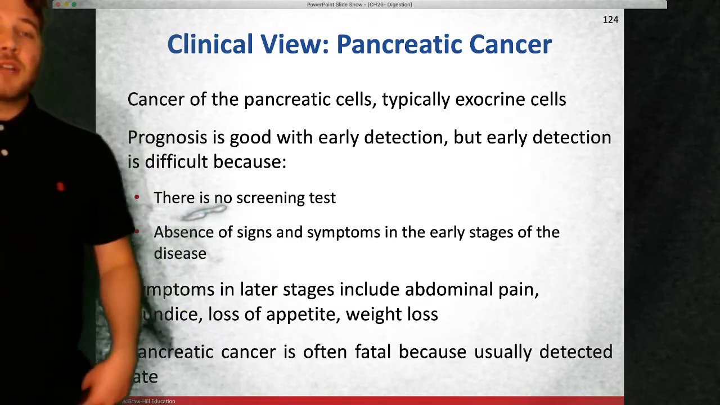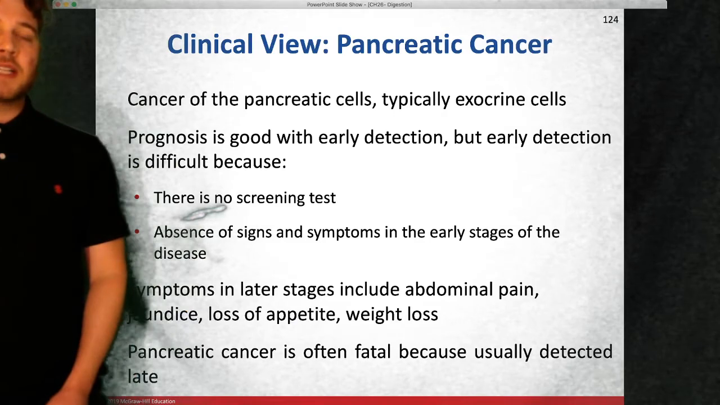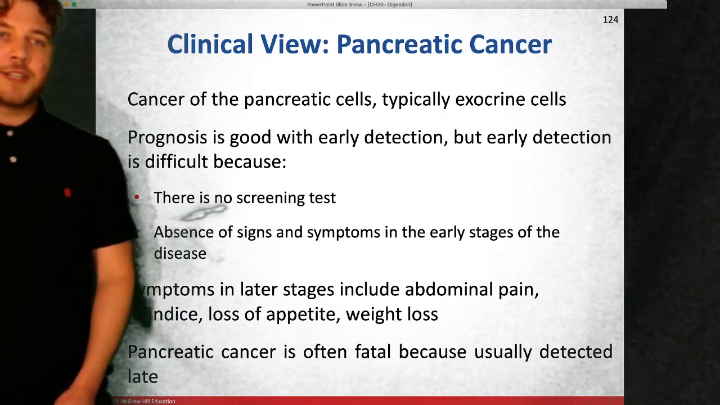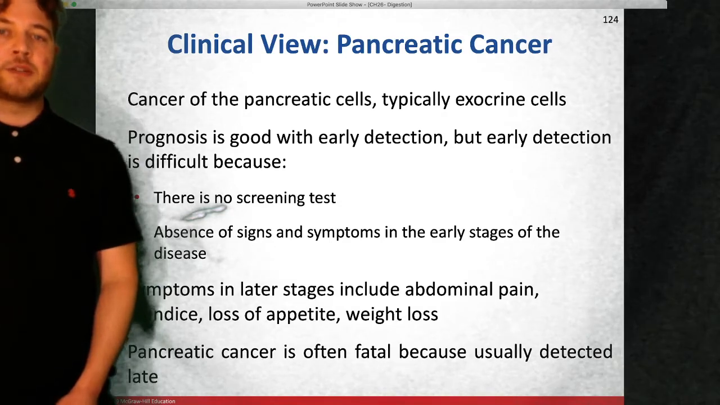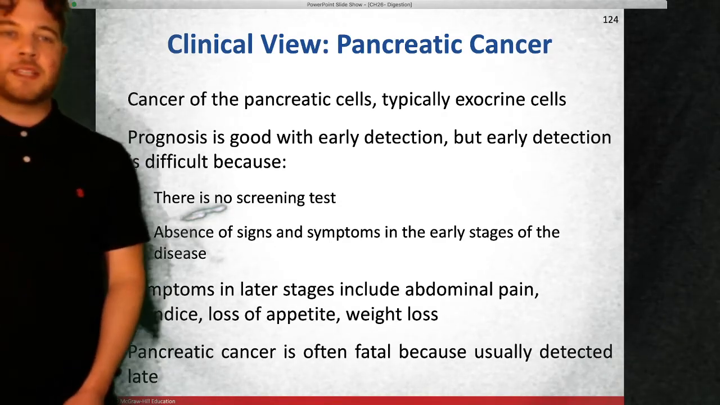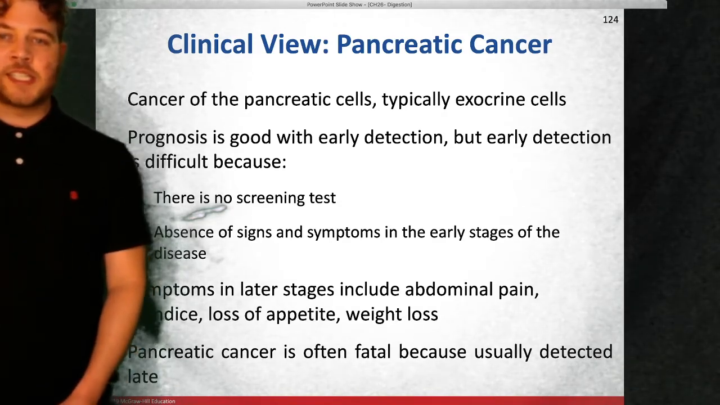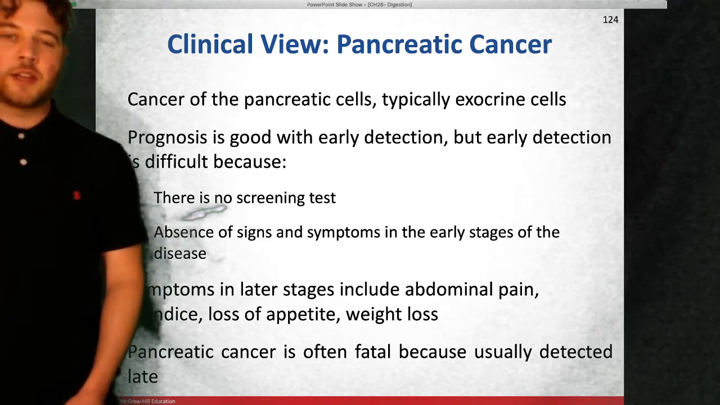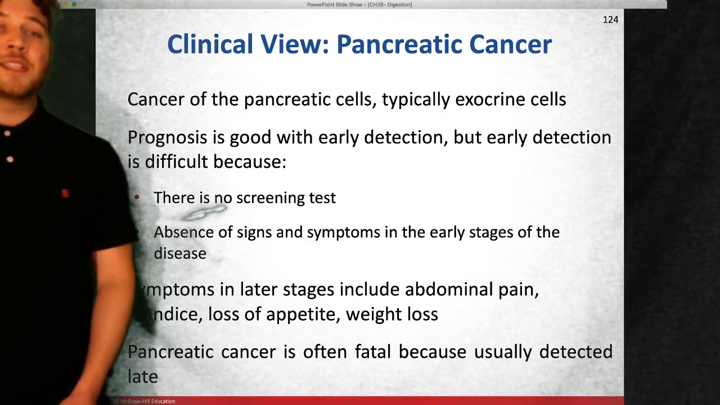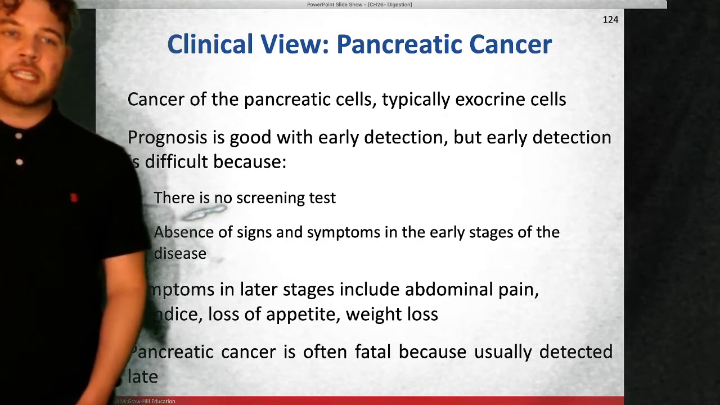Pancreatic cancer is cancer of the pancreatic cells, typically exocrine cells. The prognosis is good with early detection, but it's difficult because there's no screening test, and an absence of signs and symptoms in the early stages of the disease. Later stages include abdominal pain, jaundice, loss of appetite, and weight loss. And it's often fatal because it's usually detected late.